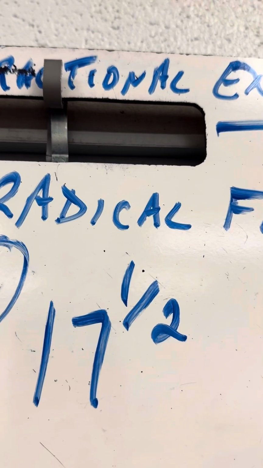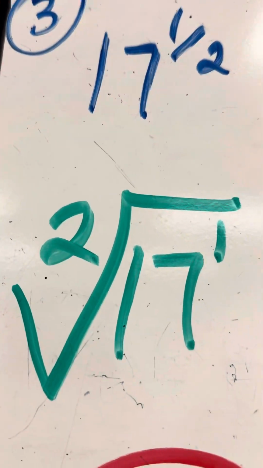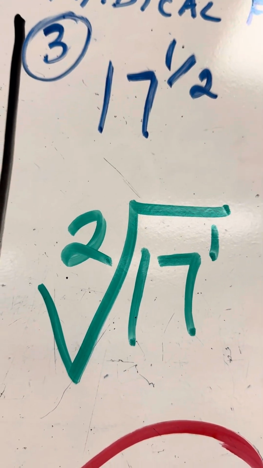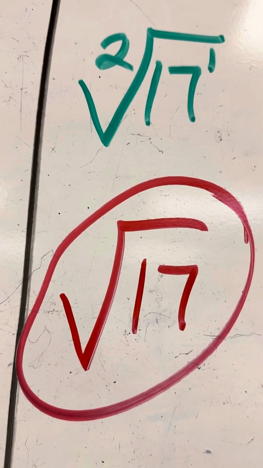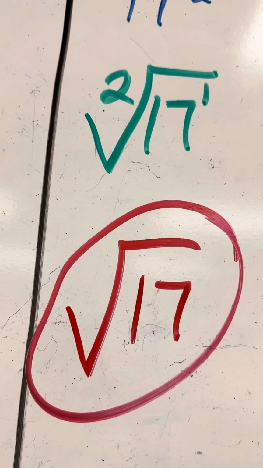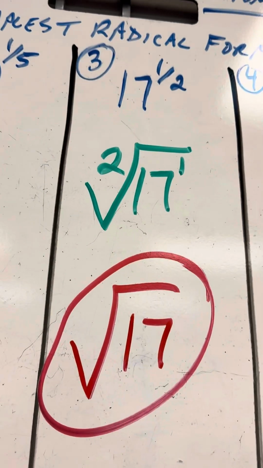17 to the 1/2 power is the same as putting a 2 there and the 1 there. But do you need the 2? No, because it's assumed to be a 2 if there's no number there. Do I need the 1? No. Done. Square root of 17 is the same as 17 to the 1/2.